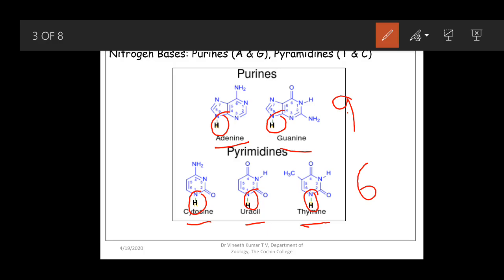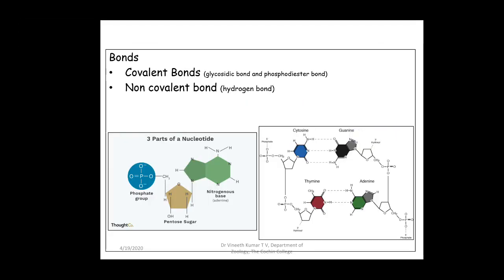In the case of pyrimidines, it is the N1 hydrogen of the pyrimidine that bonds with the C1 hydroxyl group of the ribose or deoxyribose sugar, as the case may be, RNA or DNA. So coming to the bonds present in the structure of the nucleic acid, there are both covalent as well as non-covalent bonds. There are 2 covalent bonds, the glycosidic bond and the phosphodiester bond, and the non-covalent bond, which is the hydrogen bond.